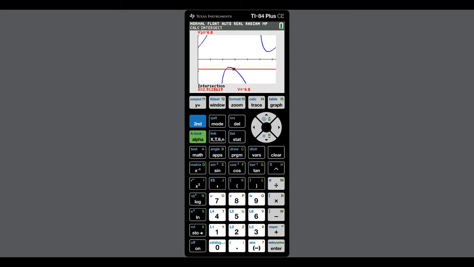All right, we got to get the other intersection point on the left. So do it again, second trace intersect. But this time, before we start pressing enter 3 times, move the cursor over with your left arrow. When you're closer to that intersection point, that's when you can press enter 3 times. So 1, 2, 3. And we get our other intersection point, 2.26. So we can go ahead and write those answers down on our paper, and we're done.